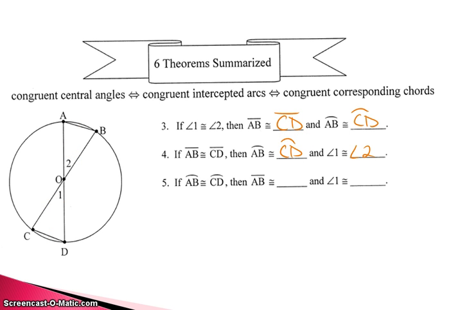If all I knew was that my arcs were congruent, well, arc measure is equal to the measure of the central angle, so I know that angle 1 is congruent to angle 2. And then again, by the side angle side that we could prove, AB is congruent to CD.